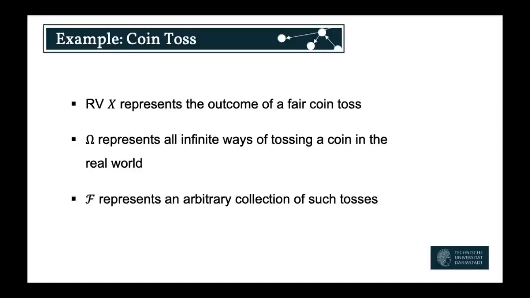So, a famous example, some of you might have had this in high school as well: a coin toss, right? We have our random variable X, which now represents the outcome of a fair coin toss. Omega in this case would represent all the ways that you can actually flip a coin. There are infinite ways, right? How the dynamics will shift it when it goes up in the air, how long it is in the air, when it falls, where it falls, and so on and so forth. And then F represents an arbitrary collection of such tosses, actually.